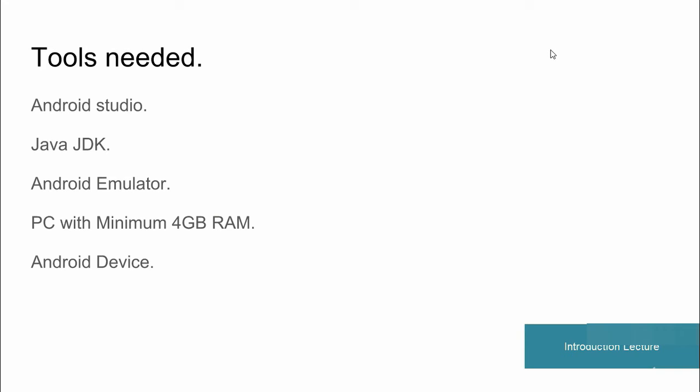Now I would also like to mention that for this course you will be needing a PC with a minimum of 4 GB of RAM so that you would be able to run the emulator efficiently. And if you have a PC with less than 4 GB of RAM, then I would recommend you to run your applications on an actual device. Also, you need to have an Android device. For some of the applications which we are going to write, we are exclusively going to run them on our device. So make sure that you have an Android device with you so that you could run some of the applications which we are going to discuss on your device.